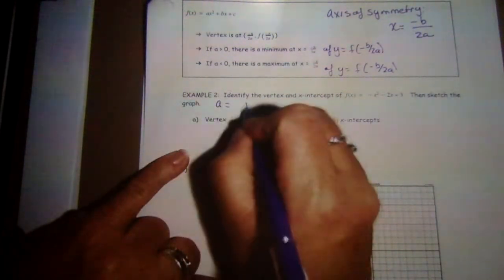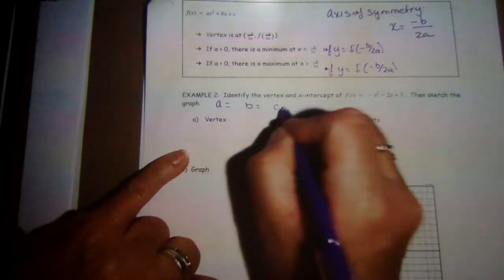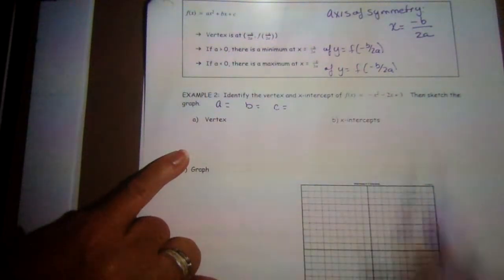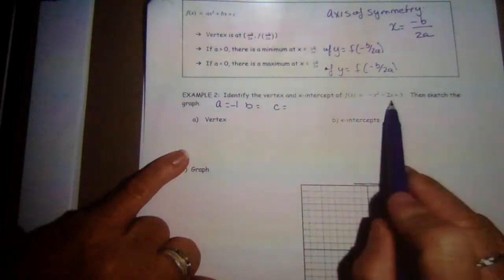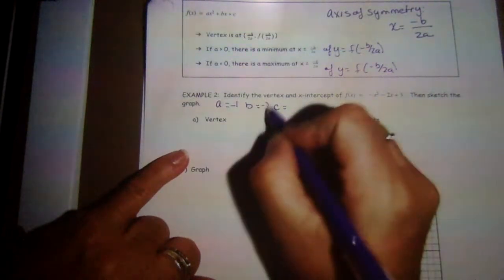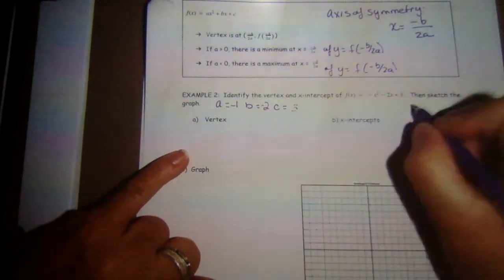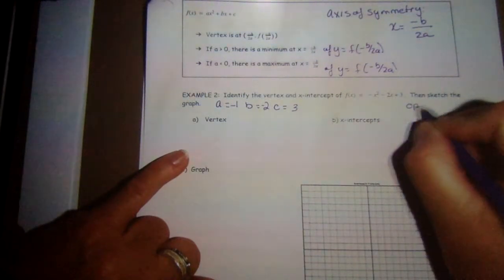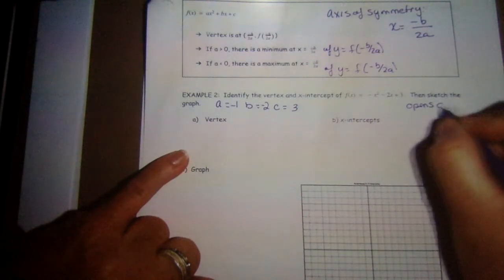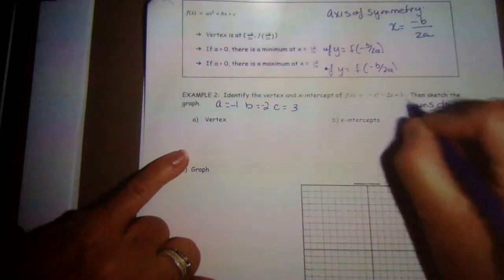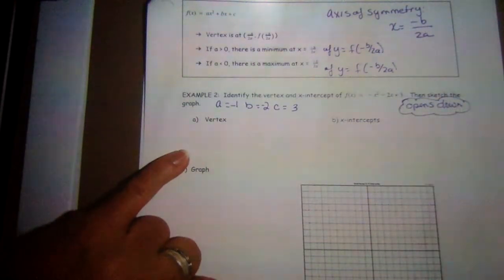First of all, I'm going to state my A, B, and C. So what's A? Negative 1. What's B? Negative 2. What's C? In my mind, I know that this graph opens what direction? Opens down. Keep that in your mind, that it's going to open down.